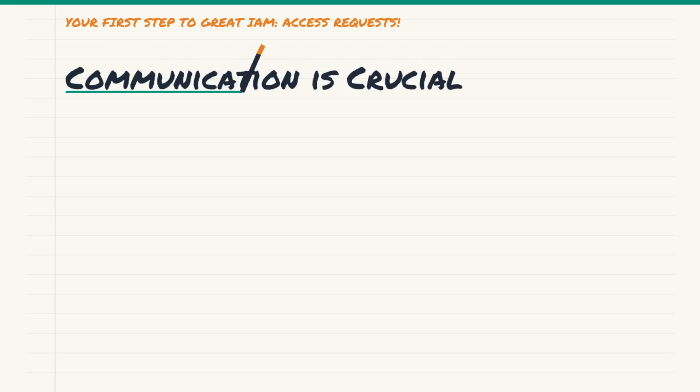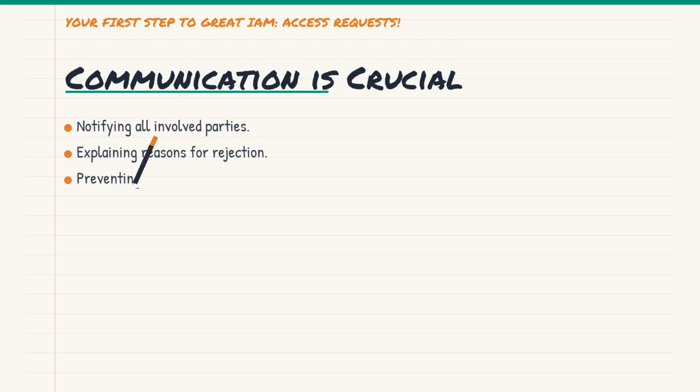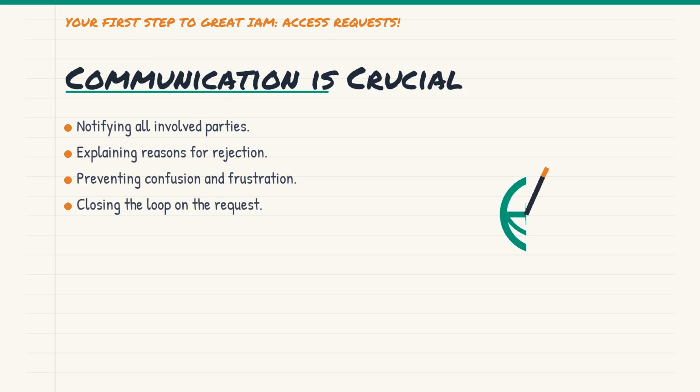Once a decision is made, whether it's approved or rejected, clear communication is essential. Everyone involved, especially the requester, needs to be notified. If a request is rejected, the reason should be provided. This helps the requester understand why and what steps they might need to take next, perhaps resubmitting with more information. Good communication prevents confusion and frustration. It closes the loop on the request process.